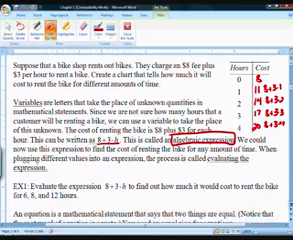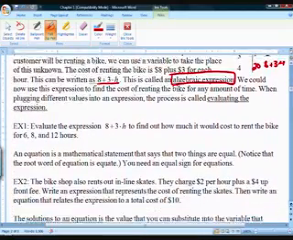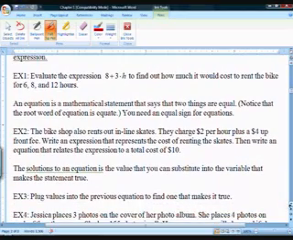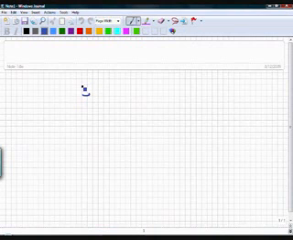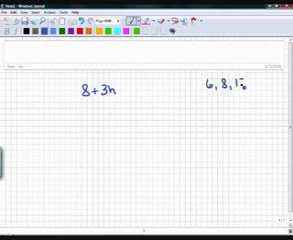Example 1. It says evaluate the expression 8 plus 3h to find out how much it would cost to rent the bike for 6, 8, and 12 hours. 8 plus 3h, what did I say, 6, 8, and 12 hours? Okay, hang on a second. Let's go through the process.